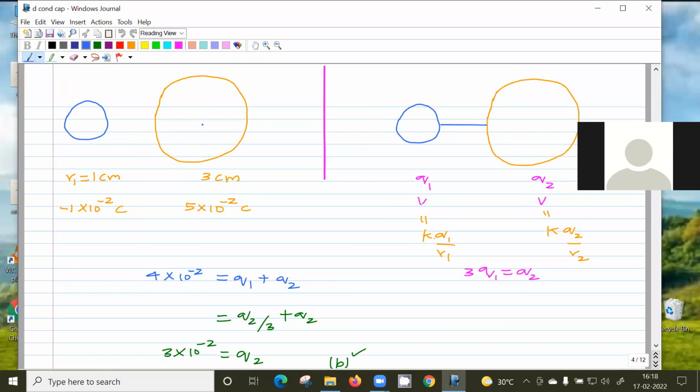See, first thing is when you read the question, you have to draw the figure. So that's what I have done. They are saying there are two spheres, no? Radius 1 centimeter, 3 centimeters. So I put R1 as 1 centimeter.